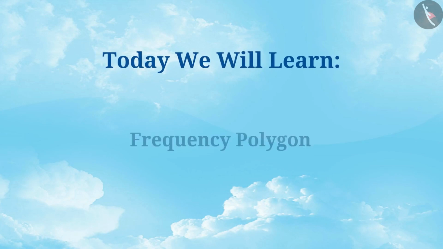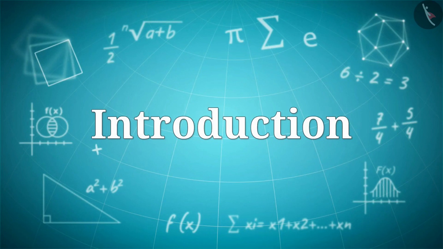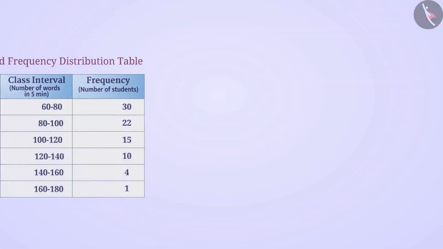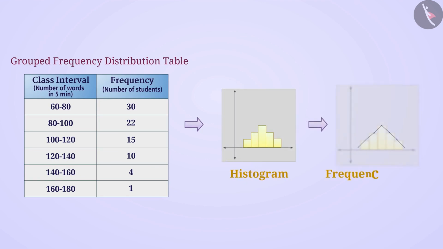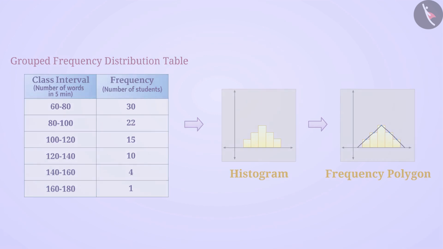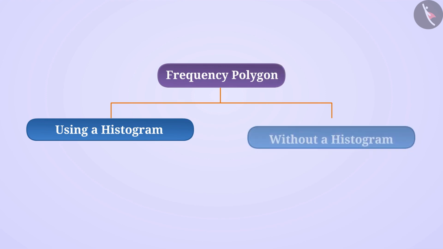Today we will learn about frequency polygon. In the previous video, we learned to represent classified data as a histogram. Like the histogram, frequency polygon is also a way of representing classified data graphically. In this video, we will look at two ways to draw a frequency polygon: using a histogram to draw a frequency polygon, and drawing a frequency polygon without a histogram.